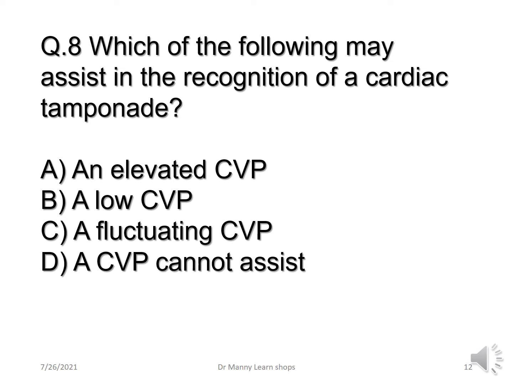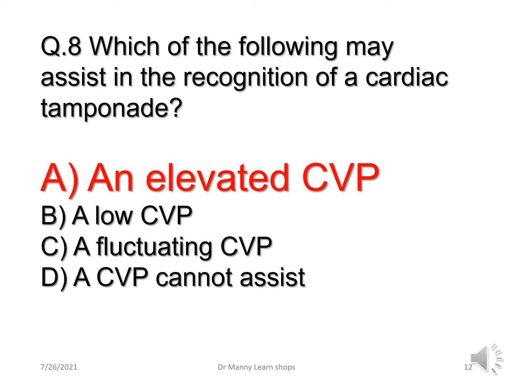Question 8. Which of the following may assist in the recognition of a cardiac tamponade? An elevated CVP, a low CVP, a fluctuating CVP? Well, a CVP really can't assist you to diagnose or recognise a cardiac tamponade. What's the correct answer? The correct answer is an elevated CVP.